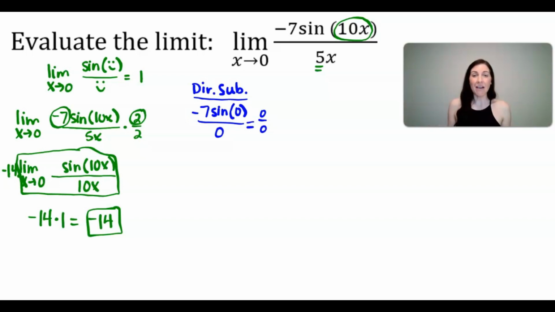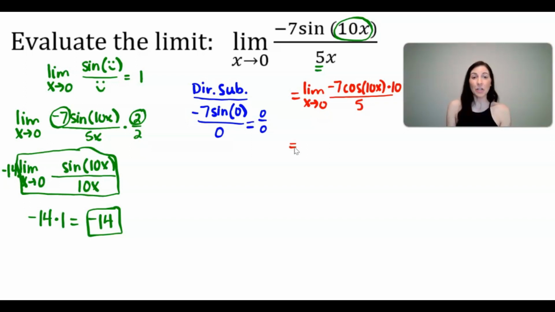Once we determine we have the indeterminate form, we can use L'Hopital's rule, which means we are going to take the limit as x approaches 0, and we're going to take the derivative of the numerator and divide it by the derivative of the denominator. So the derivative of the numerator is going to be -7 times the derivative of sine, which is cosine of 10x. And then I need to multiply by 10. That times 10 is using the chain rule when I took the derivative of sine of 10x. And then I divide that by the derivative of the denominator. The derivative of 5x is 5.